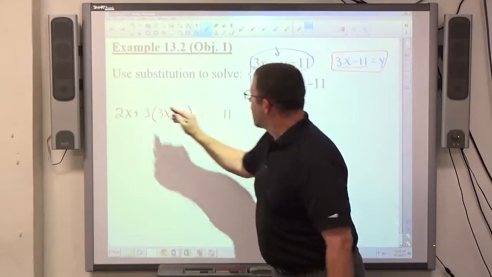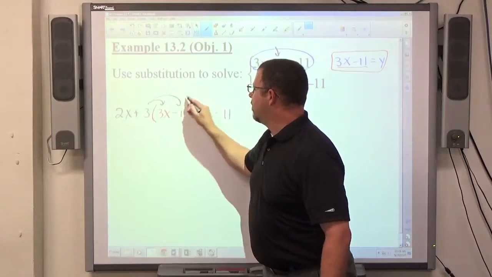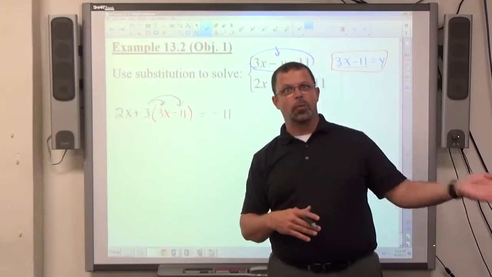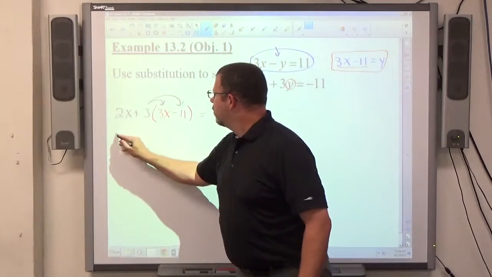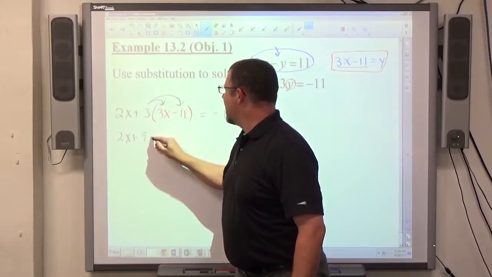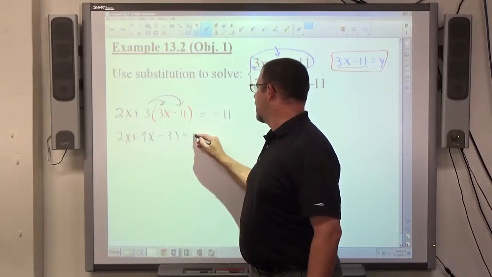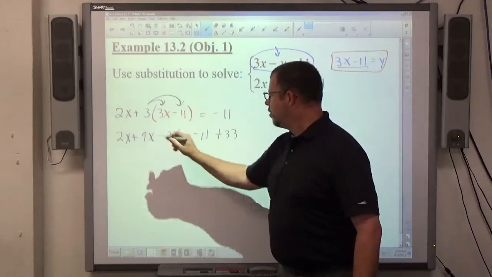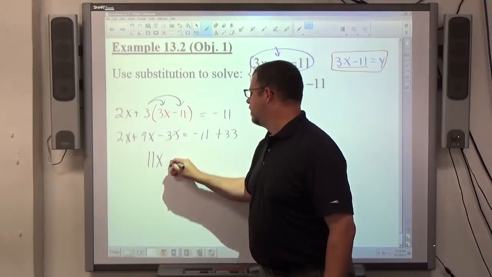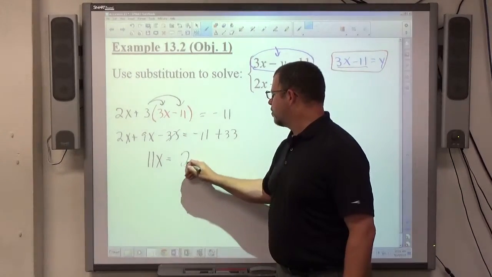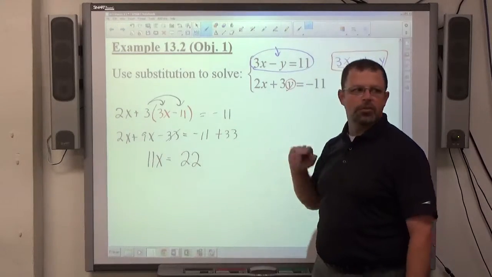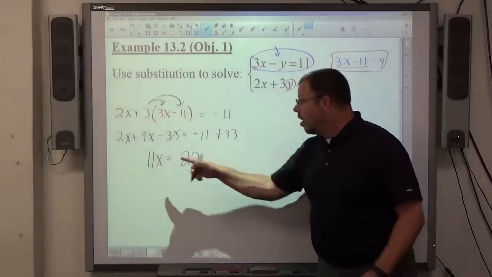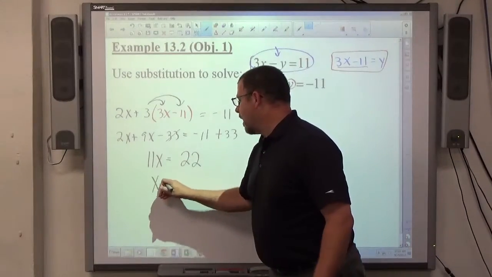So, solving it. 3 times 3x, 3 times negative 11. Again, distributive property. Very often distributive property is used because very often you're replacing one object with multiple objects. So 2x plus 9x minus 33 equals negative 11. Move the 33 over. 2x and 9x makes 11x. Negative 11 plus 33 makes 22. Opposite sign subtract. Sorry, 33 is bigger, so it's positive. We divide both sides by 11. That leaves me with x equals 2.